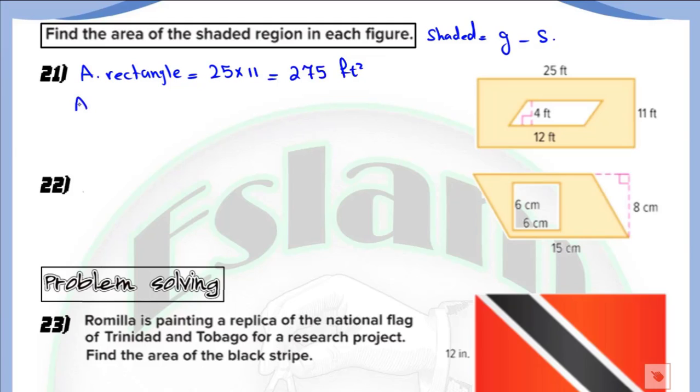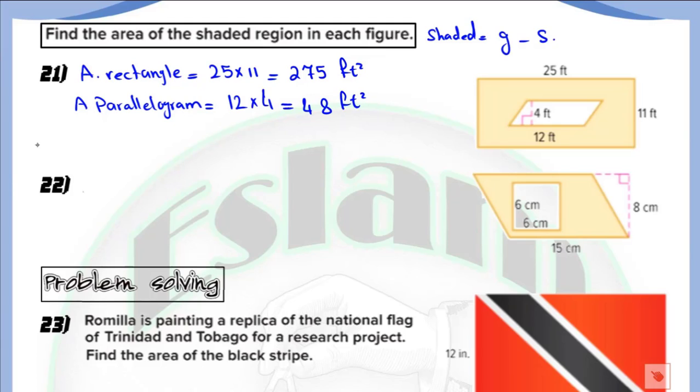Now we need to find the area of the parallelogram. The area of the parallelogram is equal to the length of the base multiplied by the height, which is 12 multiplied by 4. By multiplying, you will find that the answer will be equal to 48 square units.